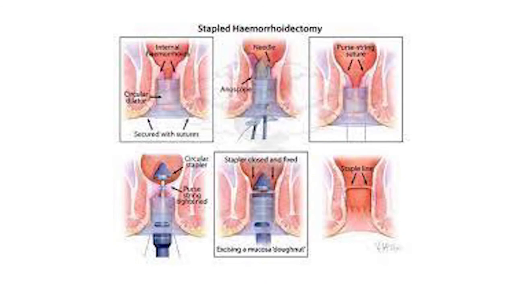Here is a stepwise picture showing the stapled hemorrhoidectomy. The circular dilator is inserted first and then the stapler and its cartridge. The purse string is there and the circle line is shown on this image.